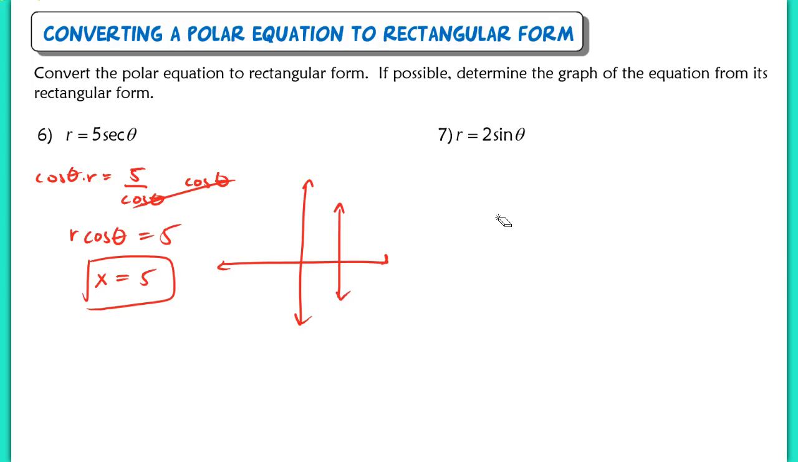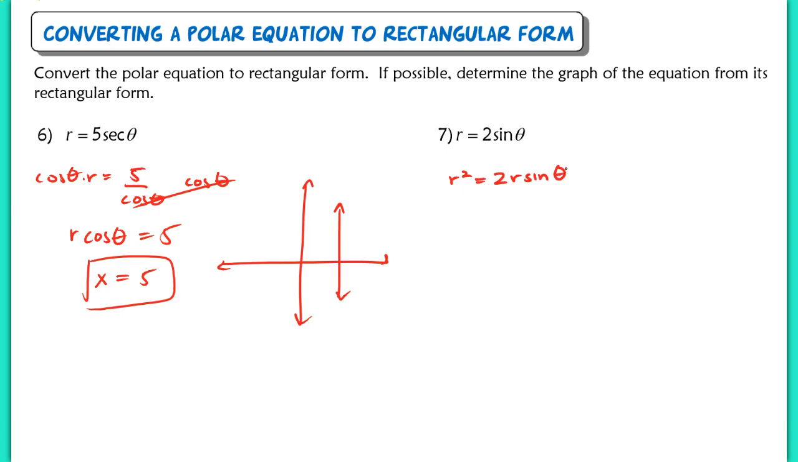It would be very helpful for me if I did have an r on that side of the equation, because then I can make that y. But if I want to multiply by r on one side, I need to make sure I multiply by r on both sides of the equation. So I'm going to do that, and I create an equivalent equation here. r squared is equal to 2 times r times the sine of theta.